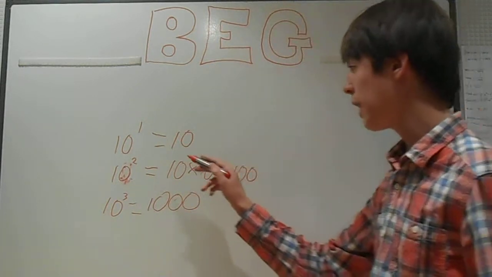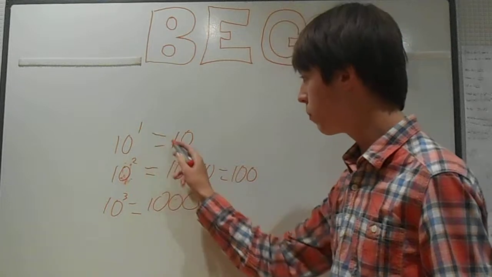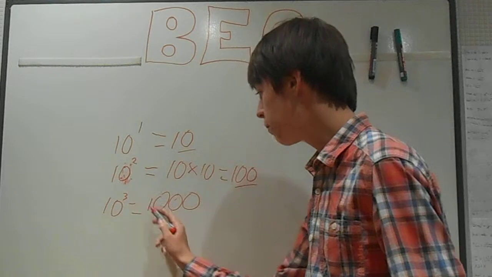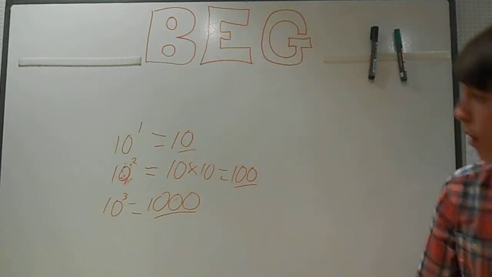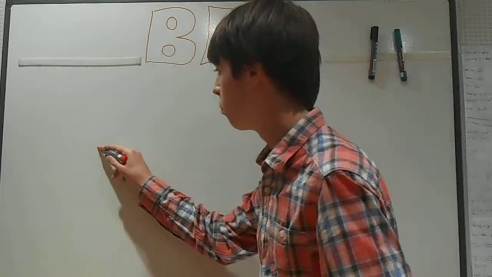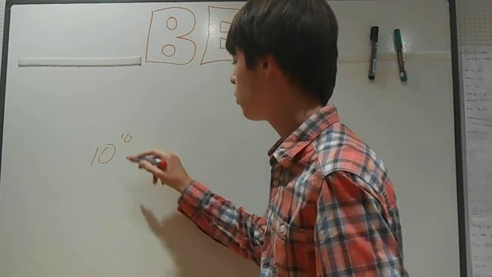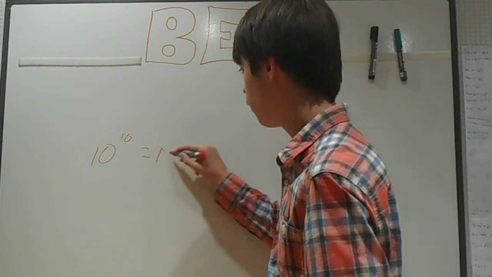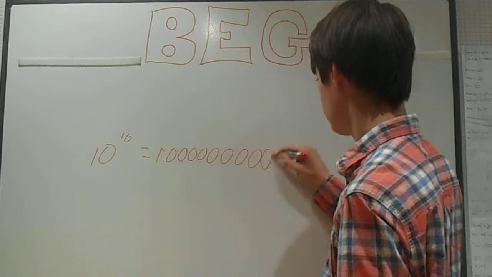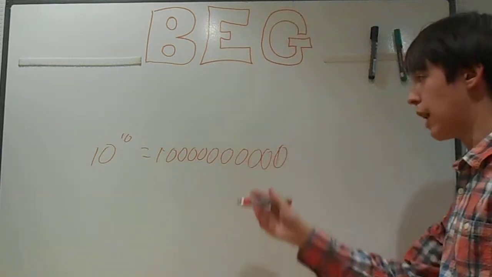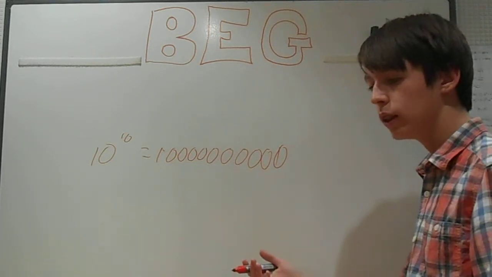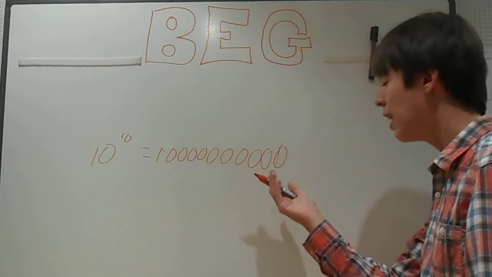And have you noticed a pattern here? When there's a power of 1, there's 1 zero. When there's a power of 2, 2 zeros. When there's a power of 3, there are 3 zeros. Okay? So, this is an overall pattern and it works with any number. For example, 10 to the 10, without doing any calculations, is 1 followed by 10 zeros. That's a lot of zeros there. Okay? And that works for any number, up to any amount. 10 to the 100 is equal to 1 followed by 100 zeros, and so on.